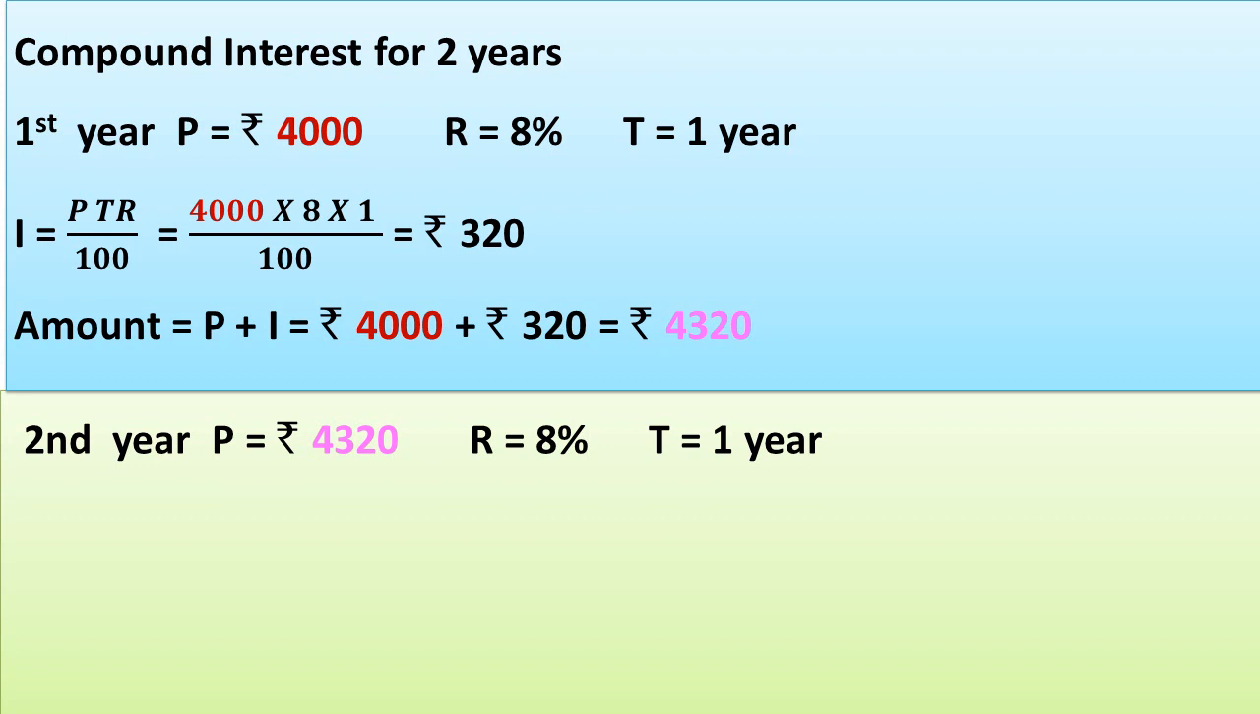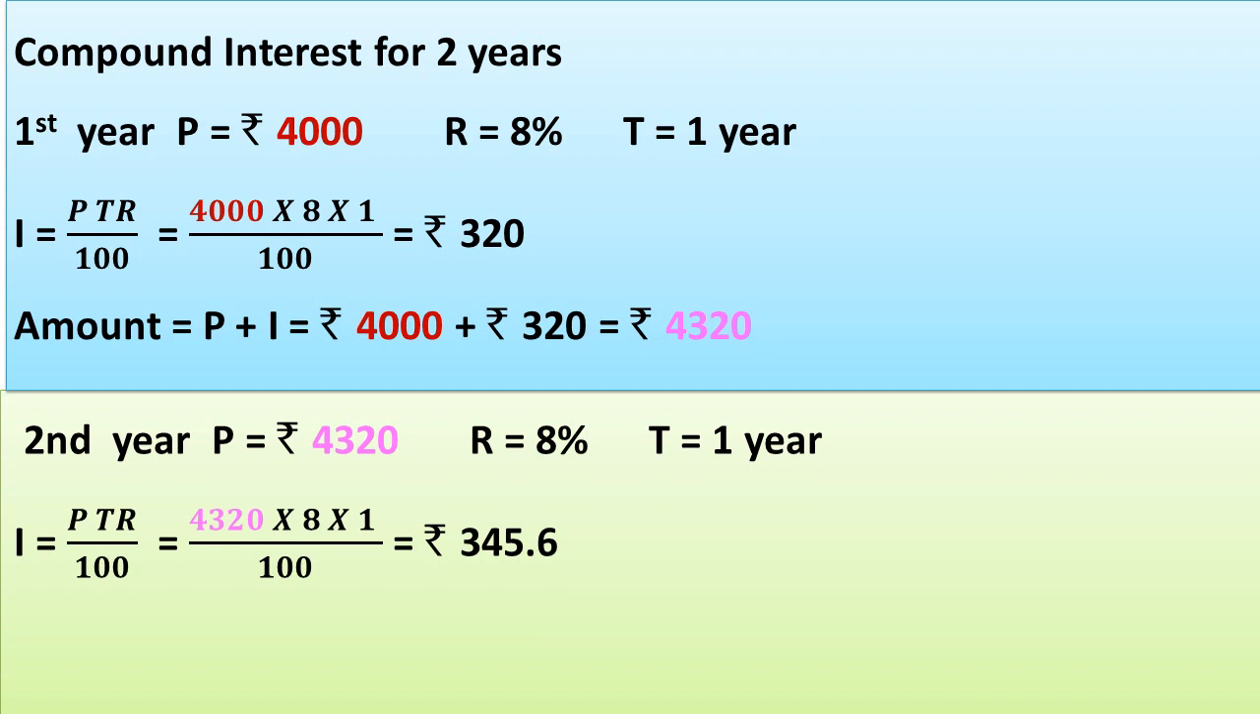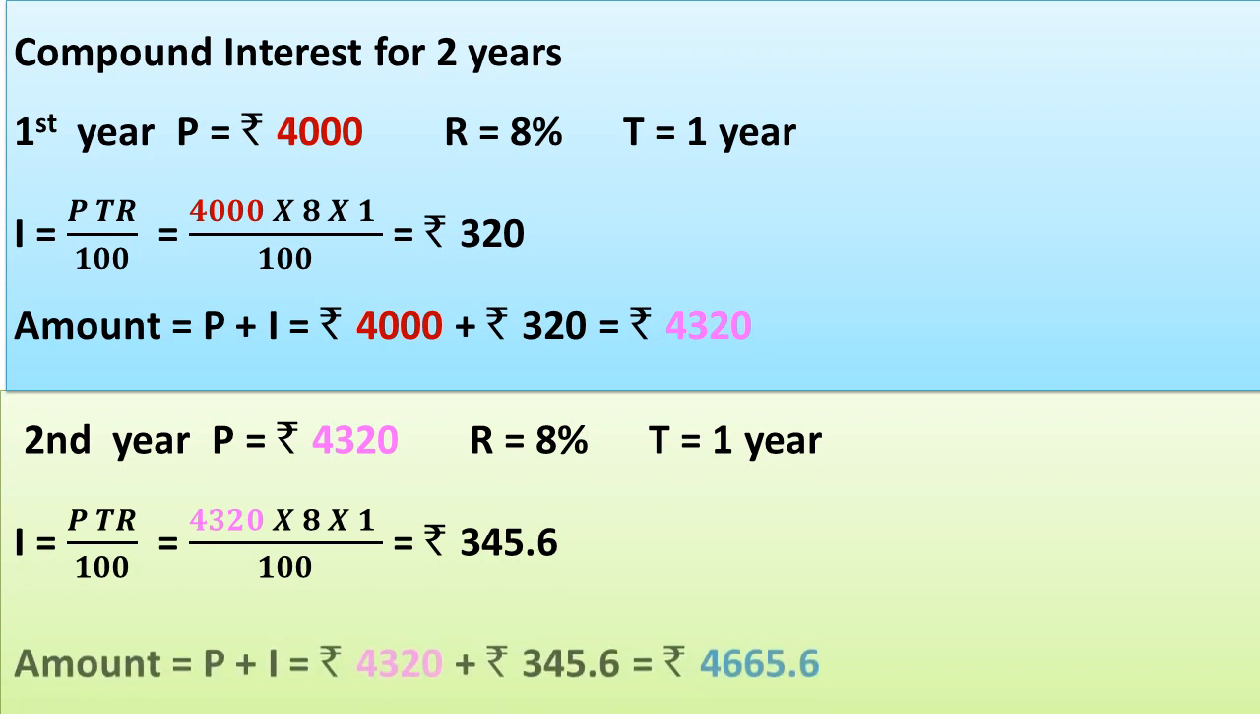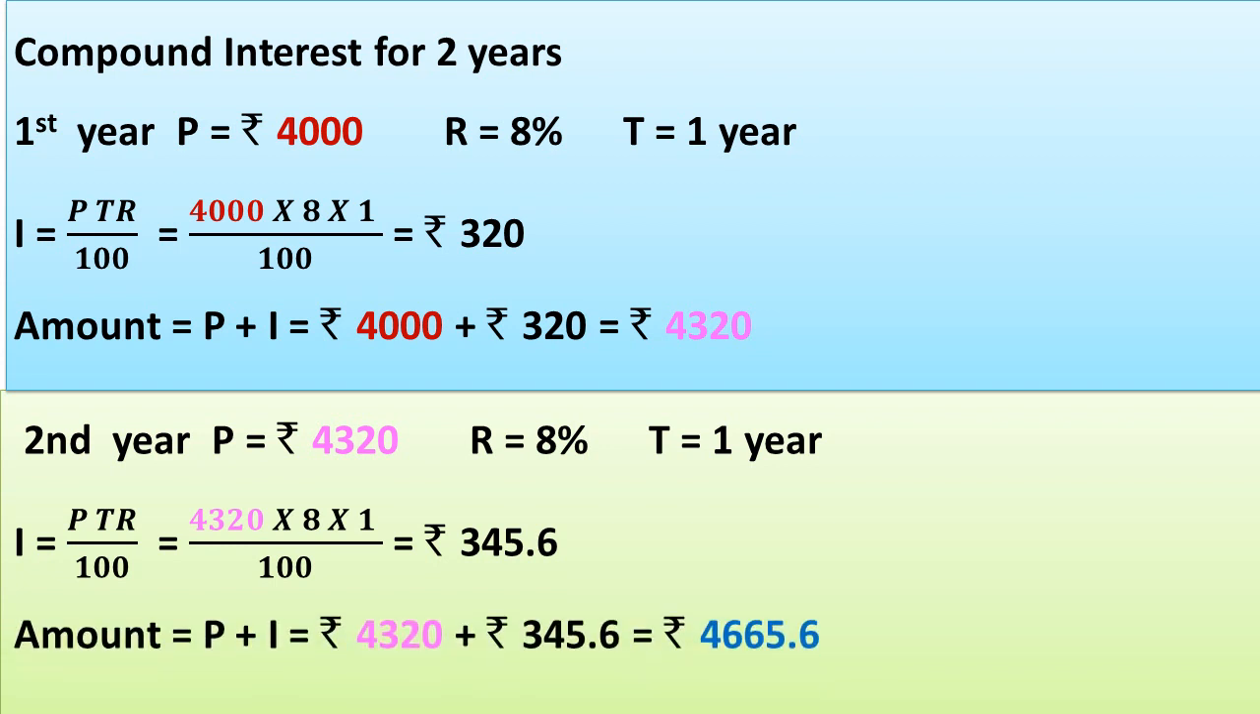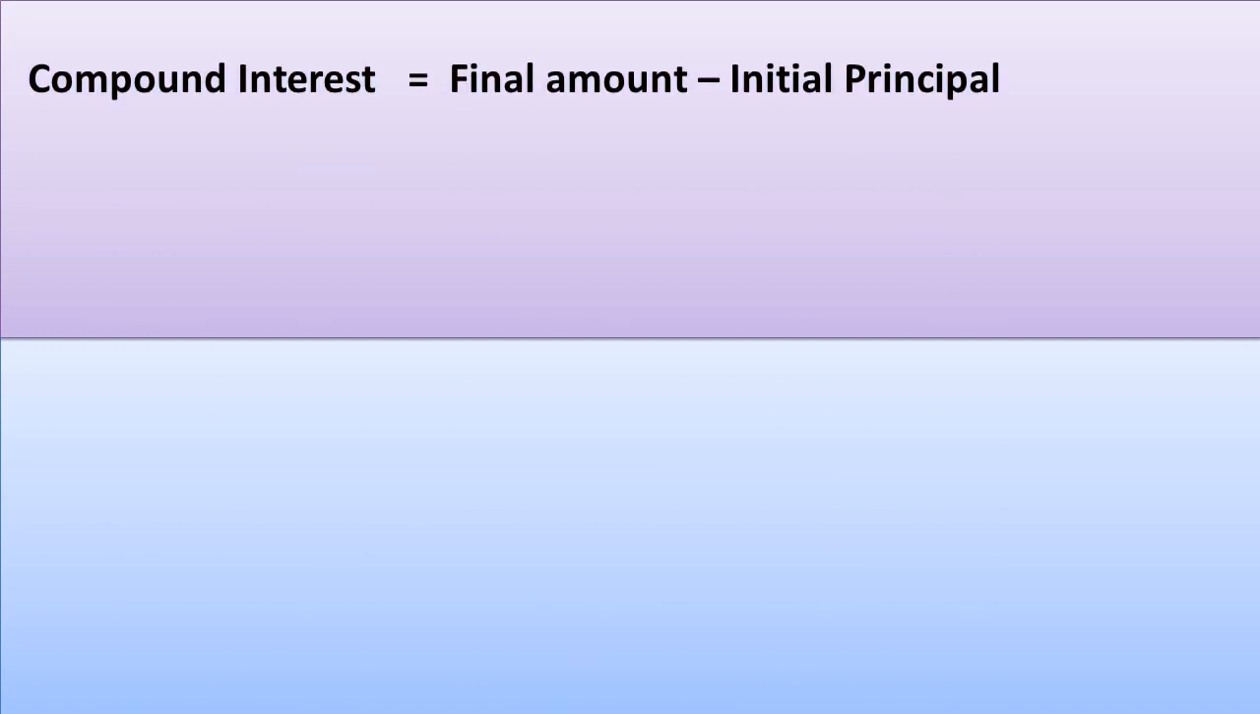Consider the principal as rupees 4,320. So the compound interest will be equal to 345.6. Amount is equal to 4,665.6. As it is set for 2 years, the amount to be paid at the end of the second year is 4,665.6. Calculate the compound interest with the formula: final amount minus initial principal.